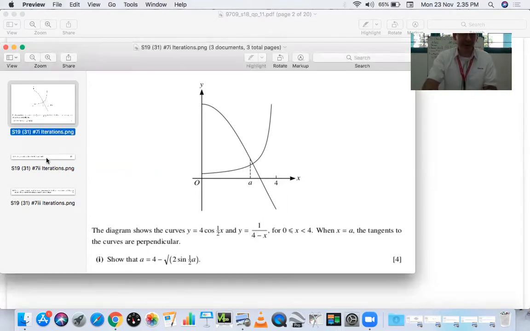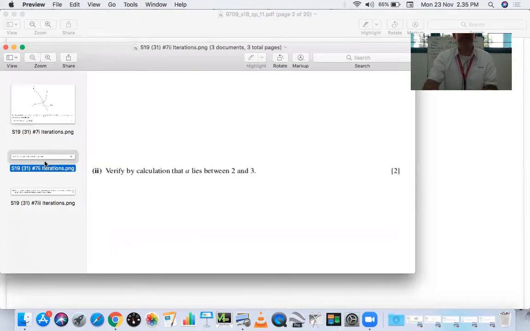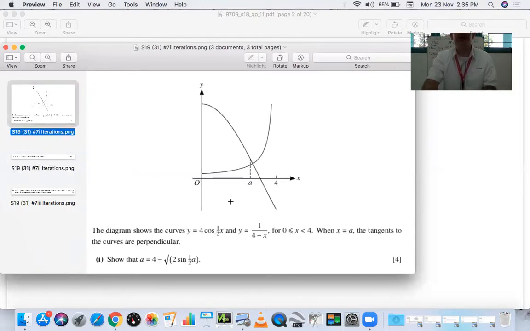Now the other two parts will be quite consistent. Here you see verify by calculation that A lies between 2 and 3. And most of the time, Cambridge will give you these boundaries to check. Now, in case they don't, you need to go back yourself and look at this point of intersection between the lines.